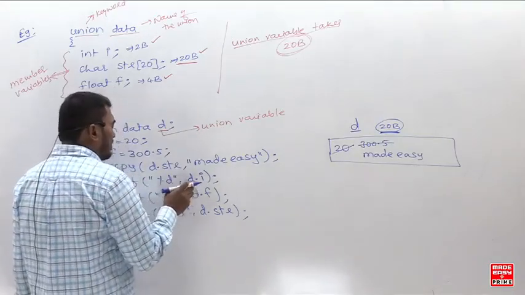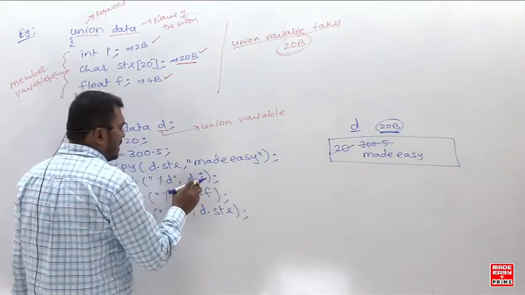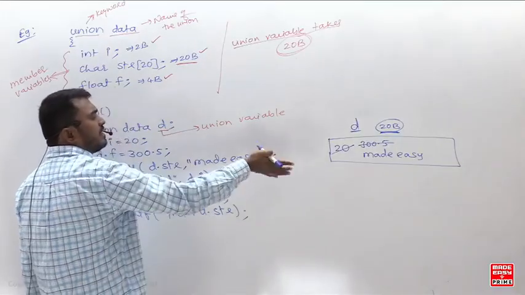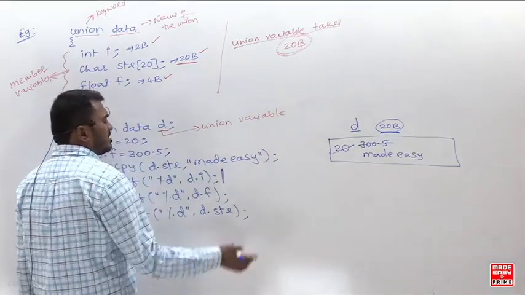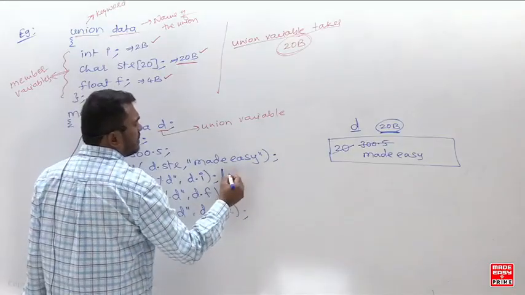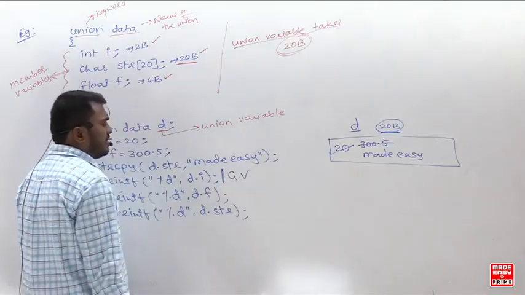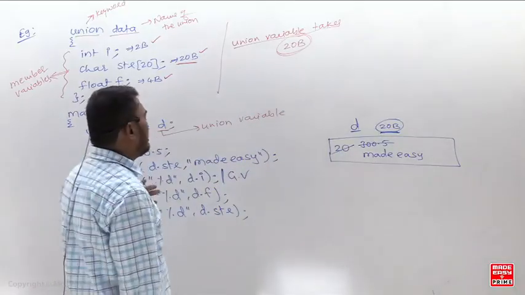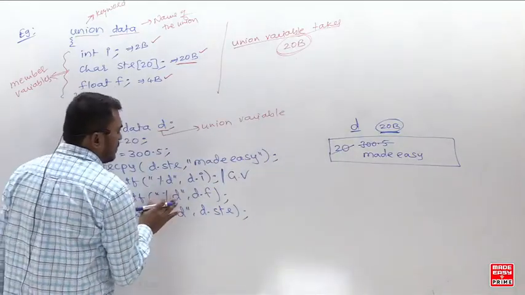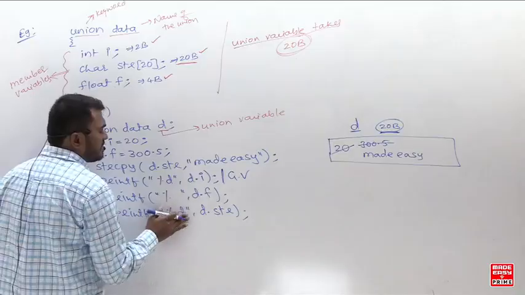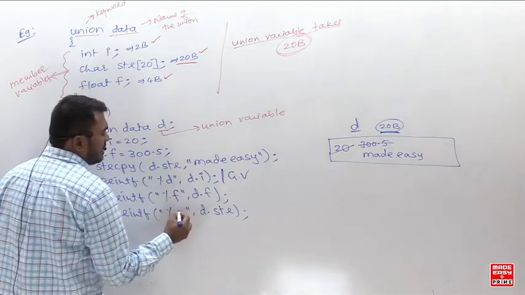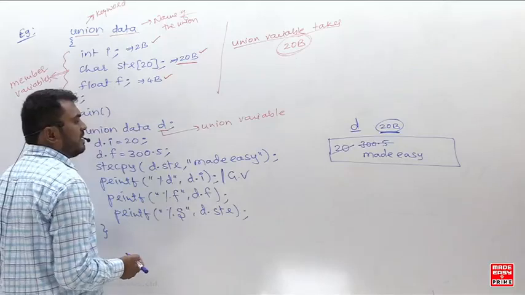Now tell me, if you are printing percentage d dot i, so I is not there, that is already overwritten. So what will be printed? Some garbage value, because 20 is no more available. And next, this is a float, right? I think there was a printing mistake. So this is f, right? And the string is percentage s.